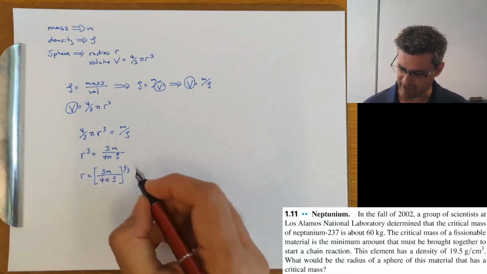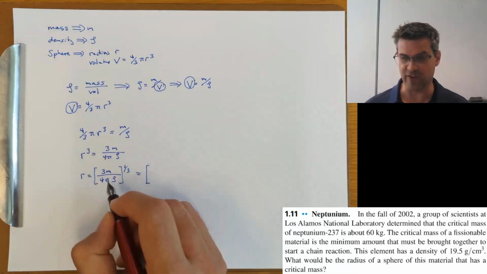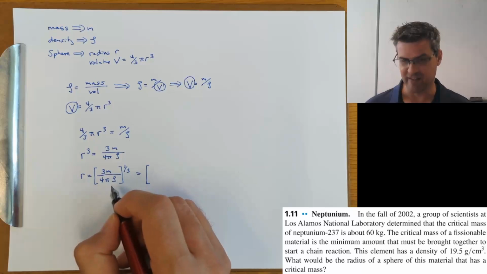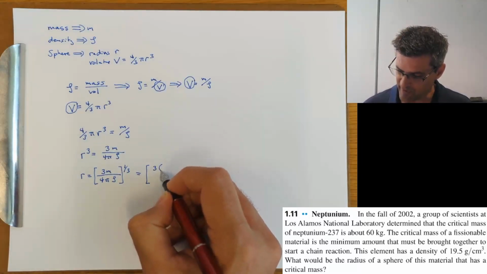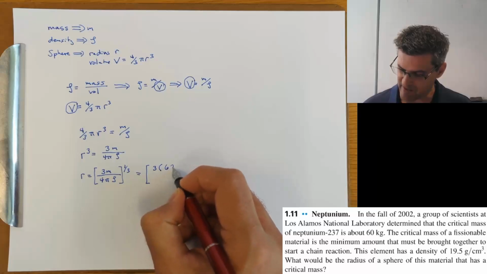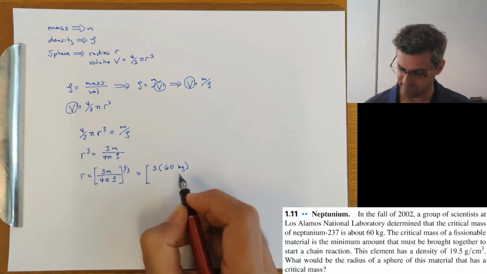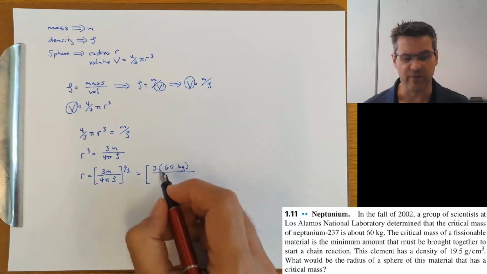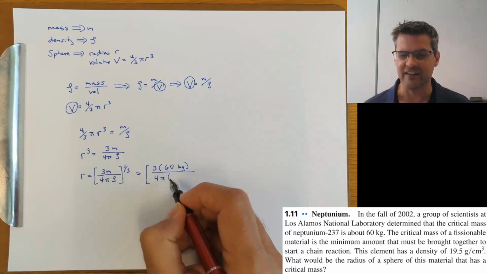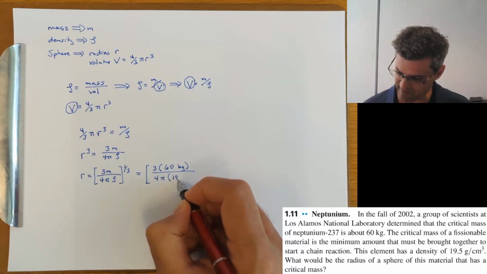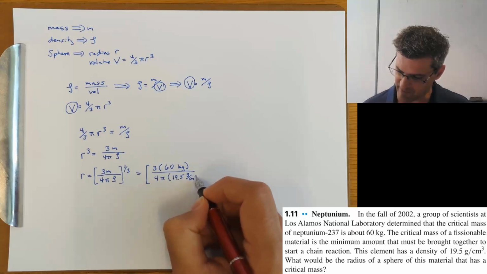Now let's say I'm actually looking at some numbers. This is true for any sphere, any mass, any density. But in our problem, we were told that the mass was 60 kilograms. We were told that the density is 19.5 grams per centimeter cubed.